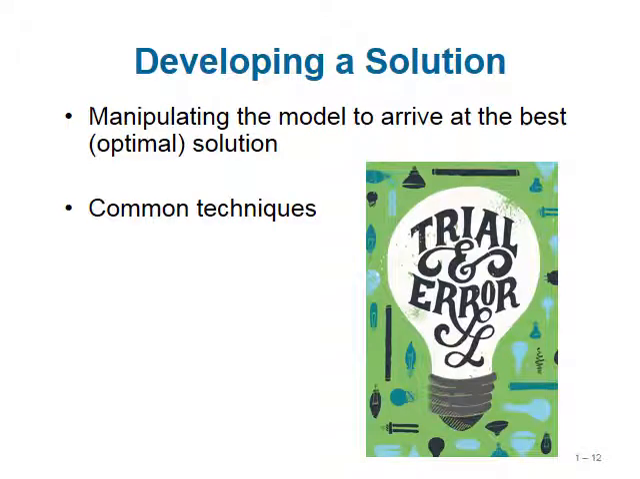Developing a solution. When we develop a solution, we are going to manipulate our model to find the best or optimal solution. Some common techniques to do this are to solve a mathematical model, by trial and error, complete enumeration, which is when we try all possible combinations of solutions, and finally, if we use an algorithm, which is an iterative approach to get us closer and closer to that optimal solution.